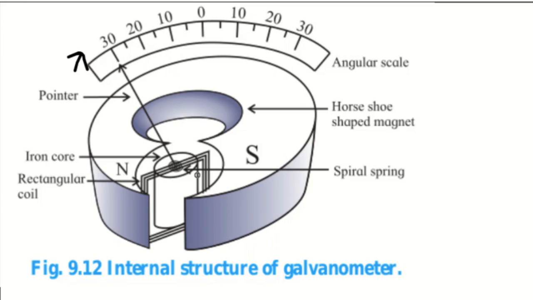Why does this happen? Because when current is flowing through a wire in a magnetic field, a force acts on it and it deflects. That is, a mechanical force acts on it, and so we get some deflection. This is used to detect very small currents, and we will see how we can use the galvanometer as an ammeter as well as a voltmeter.